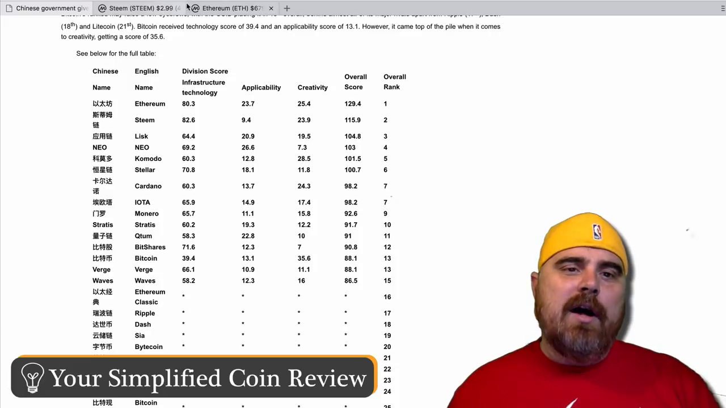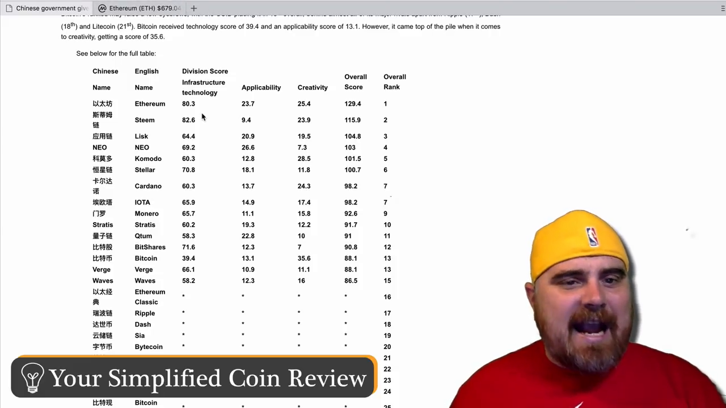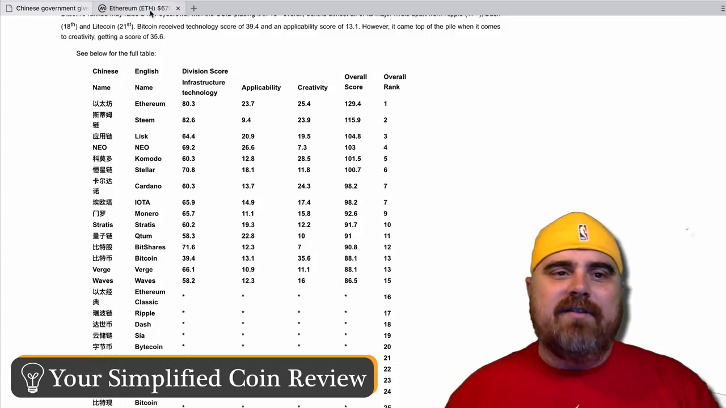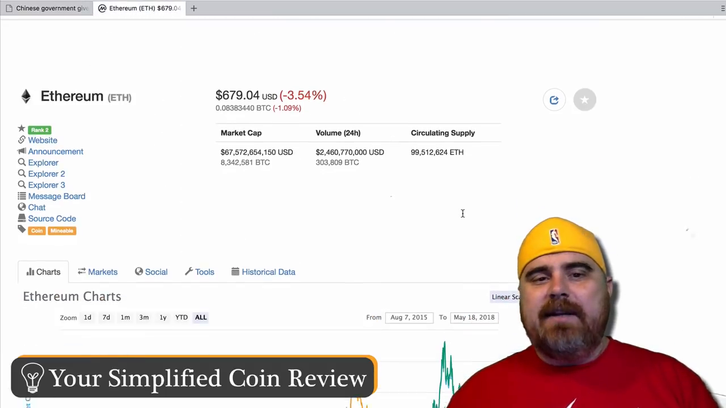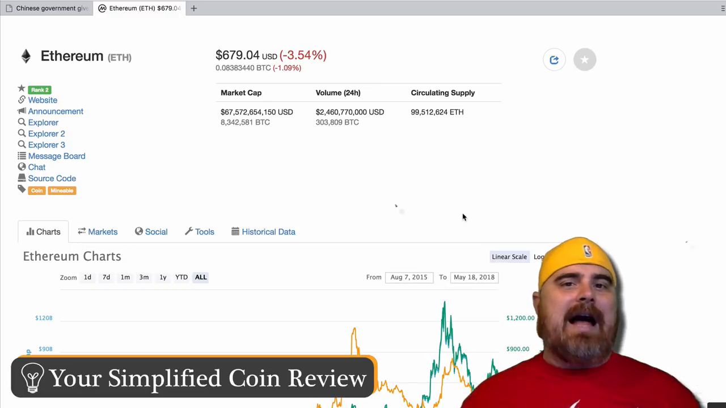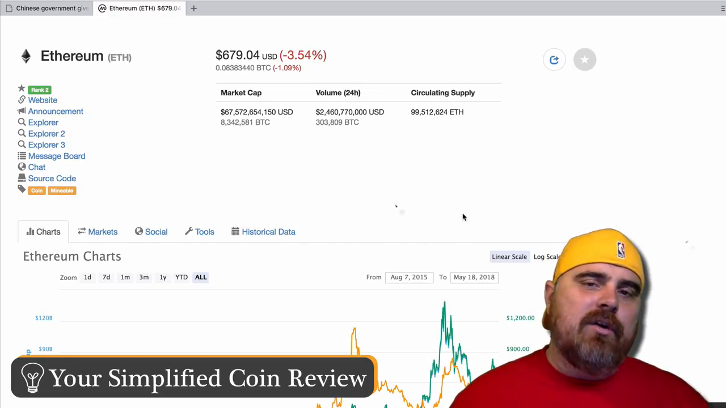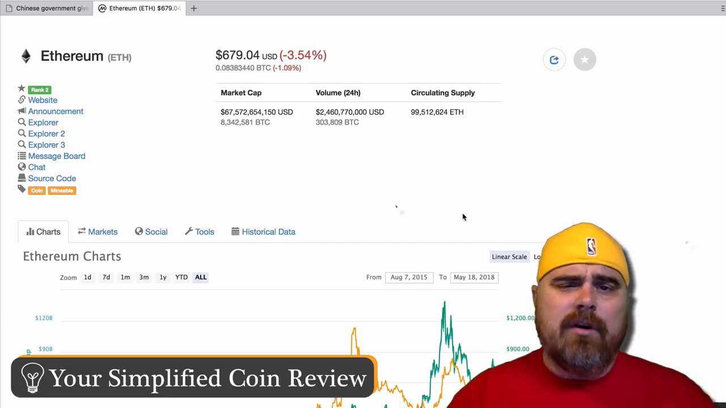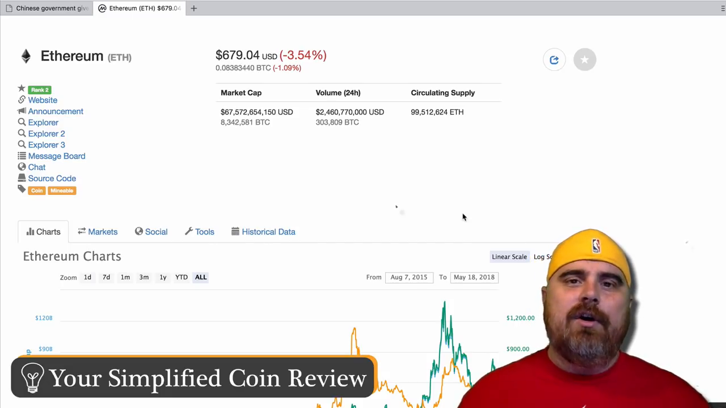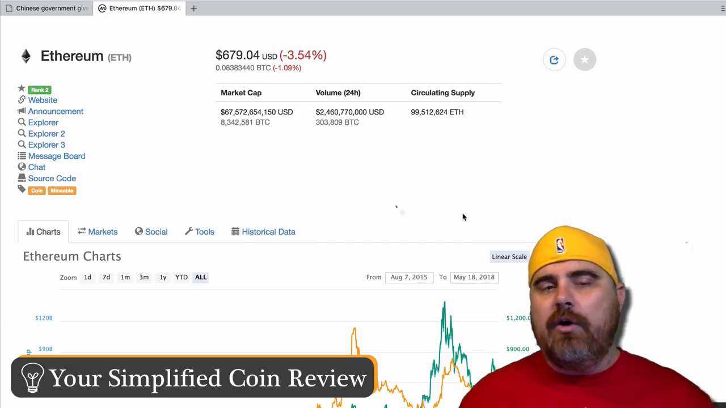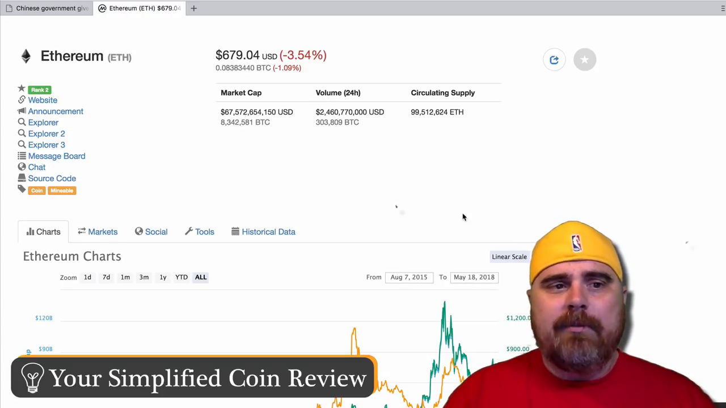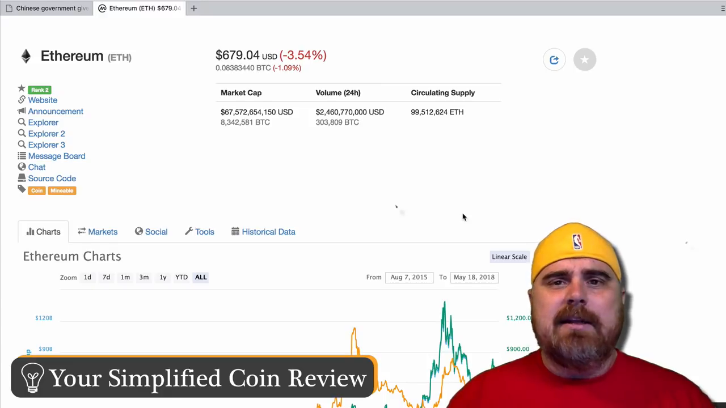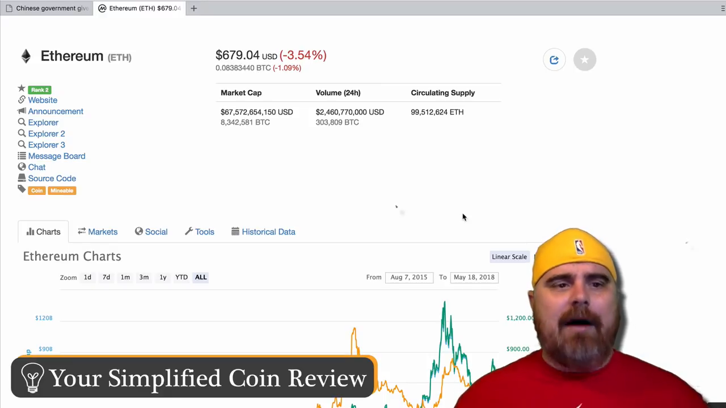So number one, we have Ethereum, an 80 on infrastructure, 24 on applicability, 25 on creativity. I think that this just speaks to Ethereum's platform. Everybody wants to build on it. So many tokens are built on this platform. It dwarfs NEO when it comes to the number of tokens it has currently built or being built on it. It's an open source platform. Anybody can jump on there and build out from it.